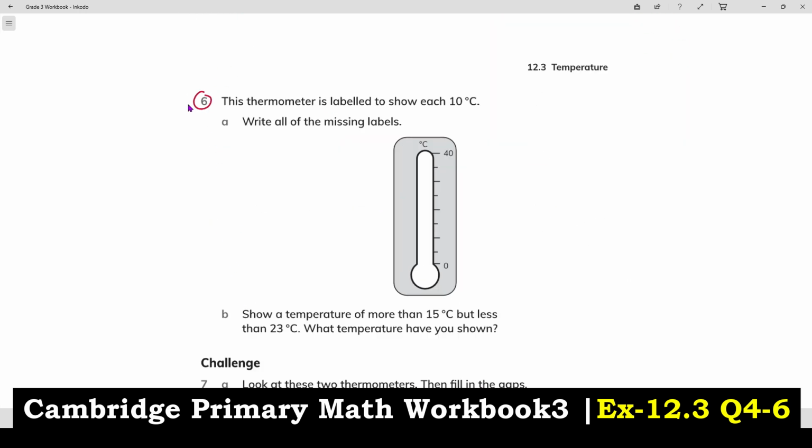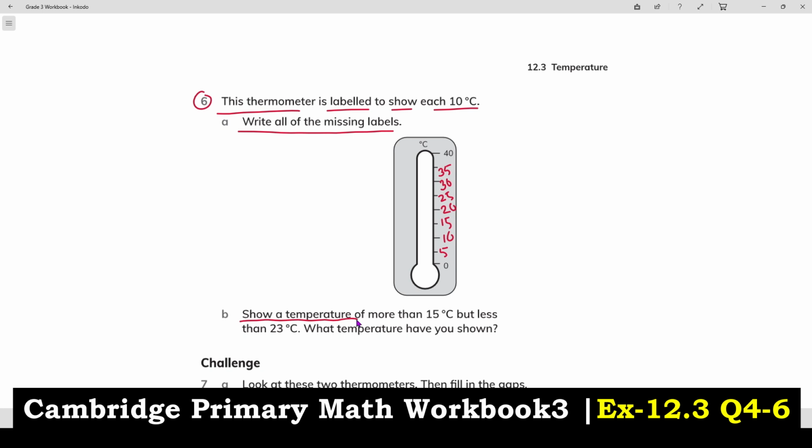Number 6. This thermometer is labeled to show each 10 degrees Celsius. Write all the missing labels. So first this one is starting 0, then it will be 5, then 10, then 15, then 20 and then 25, 30 and finally 35.